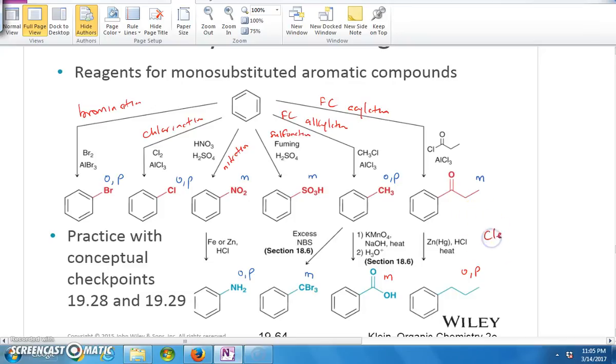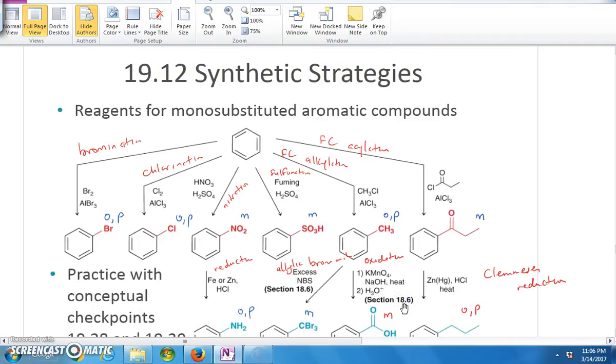the Clemmensen reduction, and then you have the oxidation of a side chain, and then you have the allylic bromination. And of course, this is a simple reduction of a nitro group. So these are different things you need to know about the monosubstituted aromatic compounds that can be formed from electrophilic aromatic substitutions.